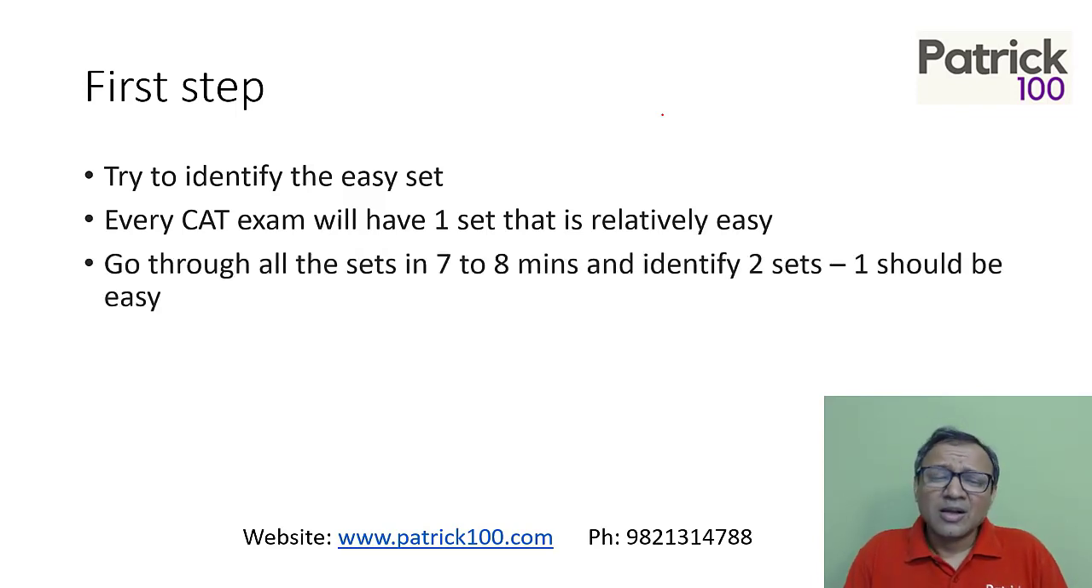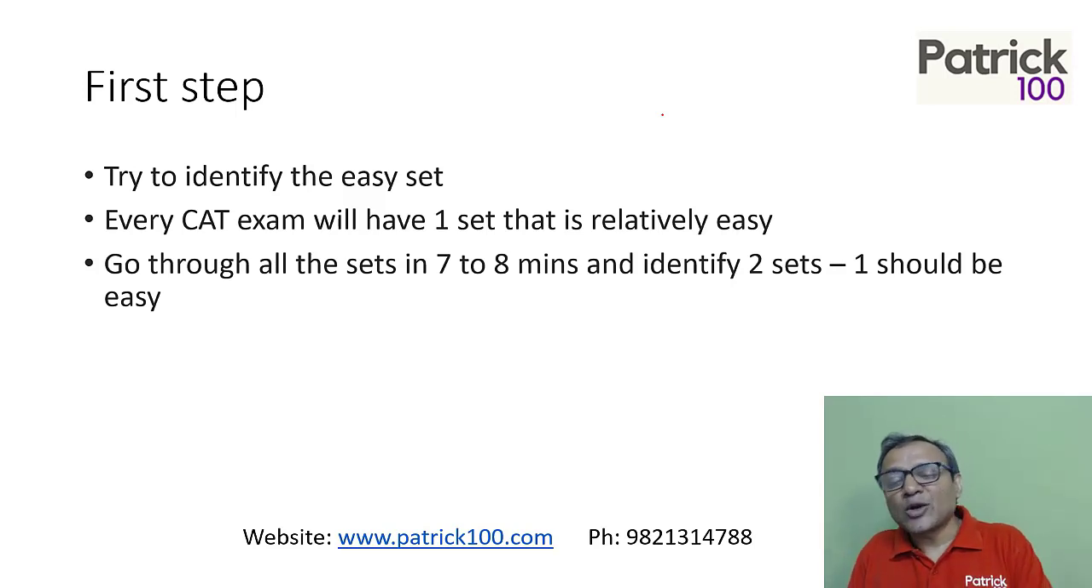How do you go about it? My suggestion is practice. Look at 7 to 8 sets and try to identify 2 sets from that, one of them being the easiest. So pick up 4 or 5 sets at a time. Maybe you can pick them from a section test, or from a mock, or any place where you have 4 to 5 sets, and spend 7 to 8 minutes to identify 2 sets, one of which is easy.